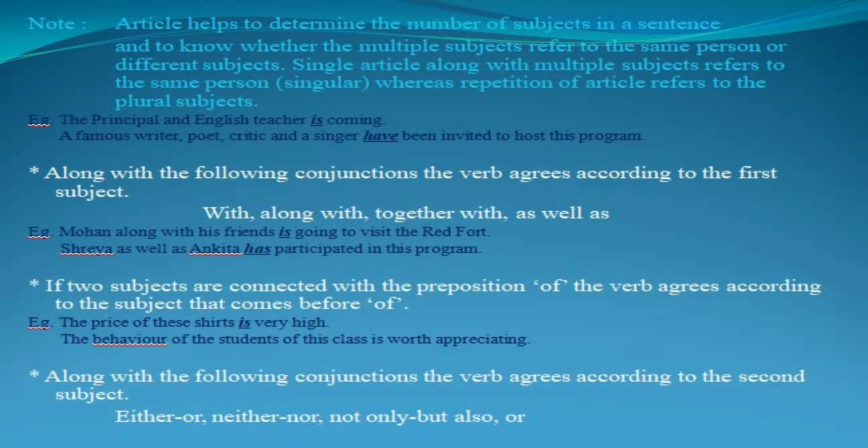This point is quite contrary to these points. Along with these conjunctions, we use the verb according to the second subject. They are either or, neither nor, not only but also, or.